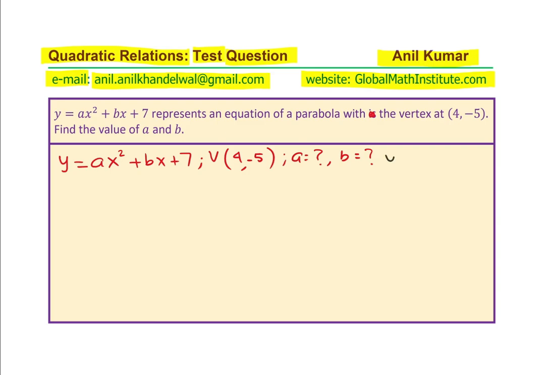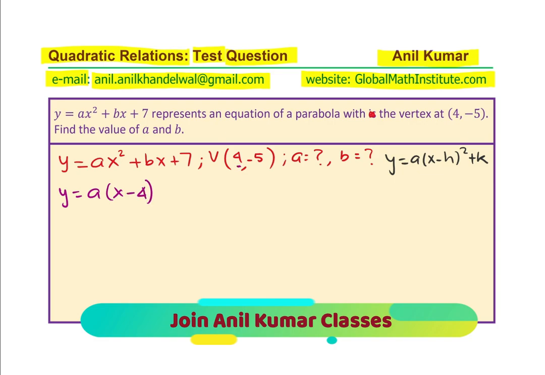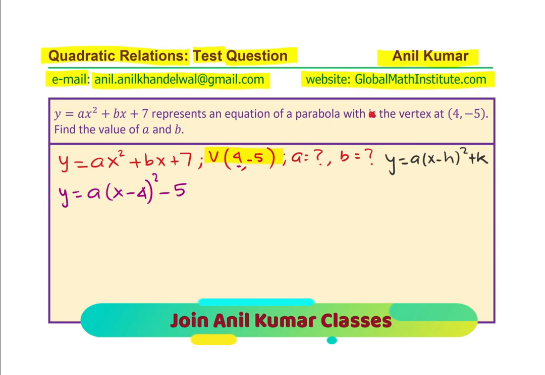So vertex form is y equals a times (x minus h) whole square plus k. Since the vertex is (4, -5), we can write the equation as what? We could write the equation as y equals a times (x minus h, which is 4) whole square, and k value being minus 5. So that becomes the vertex form with the given vertex of (4, -5), right? So that is how it fits in. You get the idea. Now what can we do next?